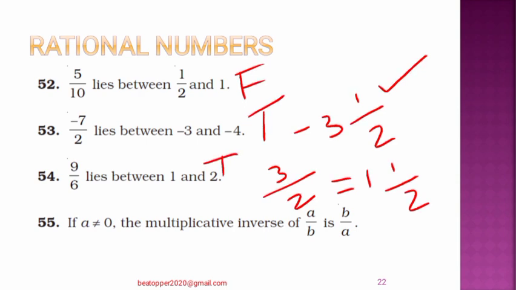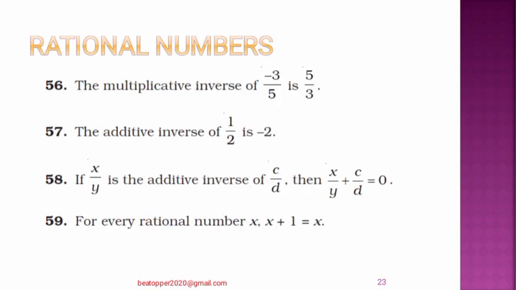If a is not equal to 0, the multiplicative inverse of a by b is b by a. Yes, it is true. If a is equal to 0, then the multiplicative inverse becomes undefined, b by 0. So here a not equal to 0 is given. So this is true. Next question, the multiplicative inverse of minus 3 by 5 is 5 by 3. It is false. What is the multiplicative inverse? It is 5 by minus 3.